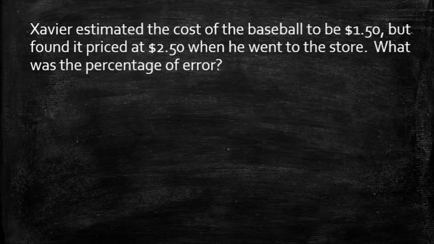So let's look. Xavier estimated the cost of a baseball to be $1.50, but found it priced at $2.50 when he went to the store. What was the percentage of error? Let's use our cube strategy again, of course. So $1.50 and $2.50. You know that they are asking us what was the percentage of error.